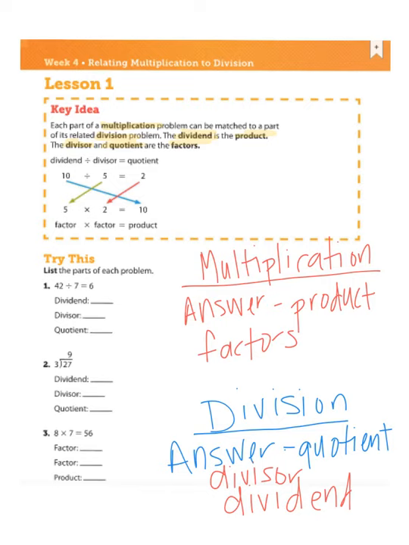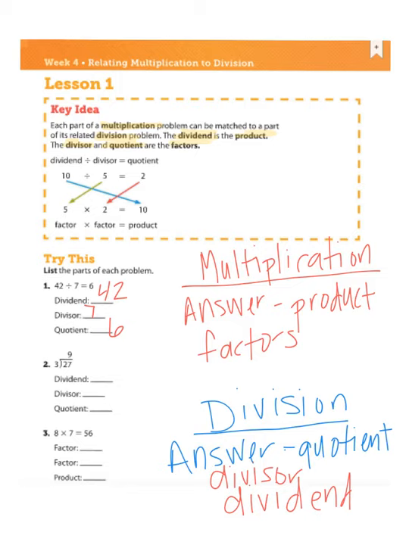So let's take a look at the try this. We start out with a division problem. So 42 divided by 7. They want to know what the dividend is, the divisor is, and the quotient. Well, I know that the quotient is going to be the answer. So the answer to this problem is 6. The dividend is going to be your biggest number, what you start your problem out with. So that is 42. And what I'm dividing by is my divisor. So my divisor here is 7.